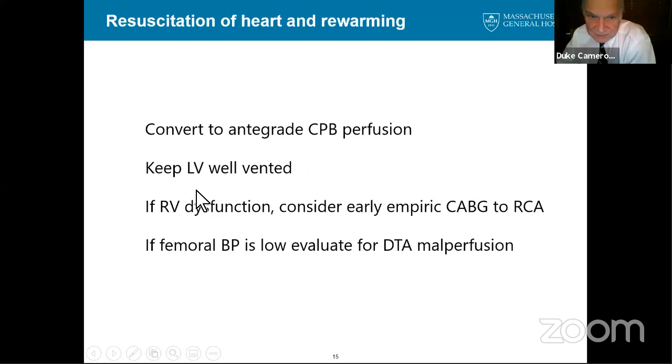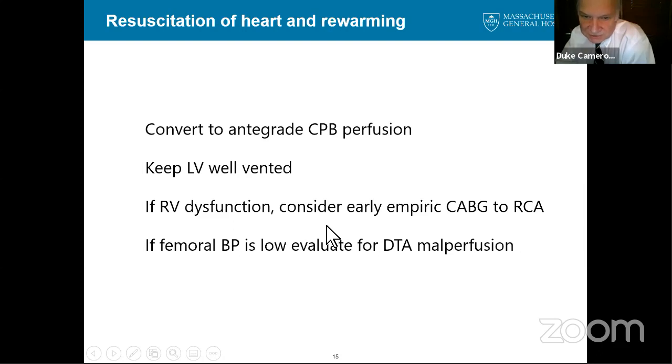When you take the clamp off and resuscitate the heart, as I said, you do want to make sure you've got antegrade bypass perfusion. A lot of these patients still have some regurgitation, so make sure the LV is emptied and well vented. If there's RV dysfunction, consider an early empiric bypass to the right coronary artery. This is just a good rule for aortic root replacement in general.